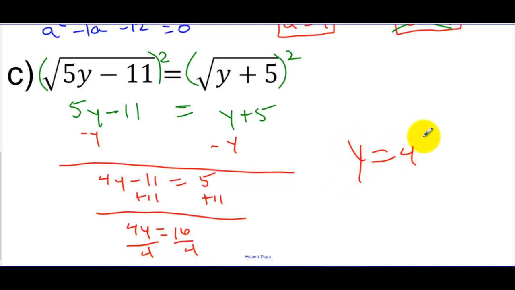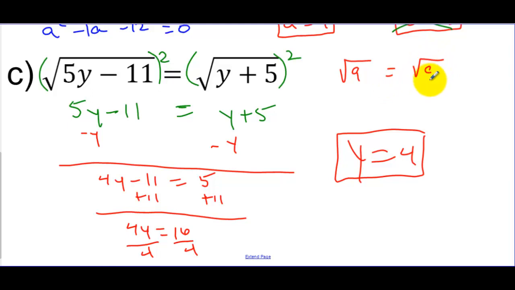Okay? And again, let's just check it really quick. We need to get in the habit of checking all of our solutions. If I plug in a 4 here, this says 20 minus 11. Well, that's the square root of 9. Okay? And on the right, when I have 4 plus 5, which is also the square root of 9. So both of these are giving me 3. So this is actually a solution that I checked. It did give me a correct statement when I plugged it back in, so this is a good solution.